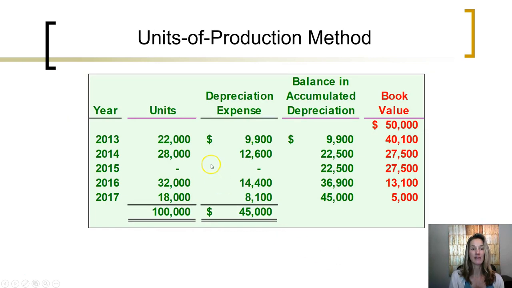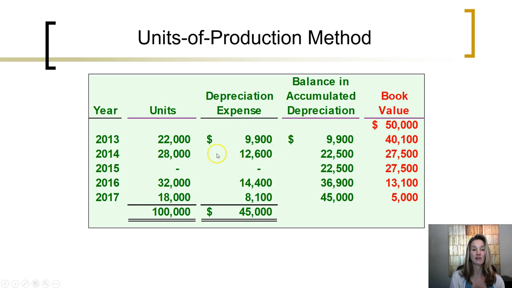So we're seeing in the first year of this asset's life, depreciation expense recorded is $9,900, bringing the balance in accumulated depreciation up to $9,900, and the book value, which is the difference between the asset's cost of $50,000 and its accumulated depreciation, brings the book value down to $40,100.